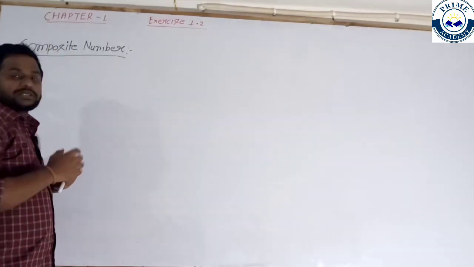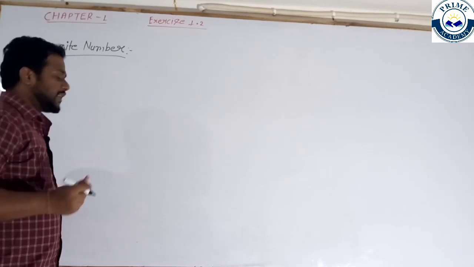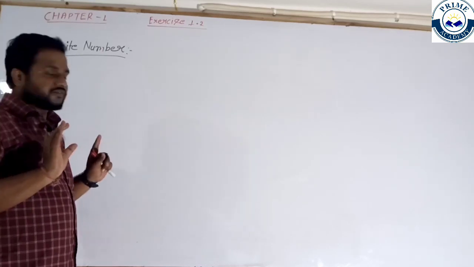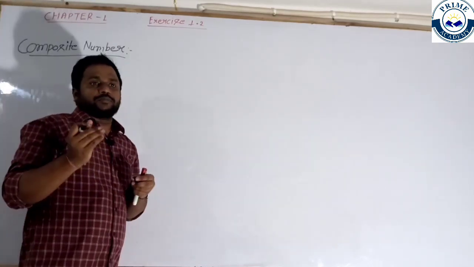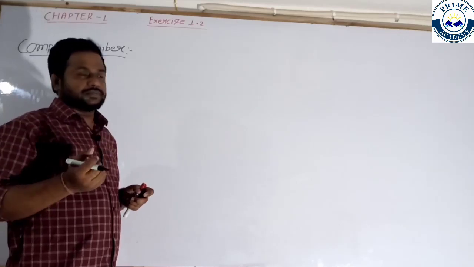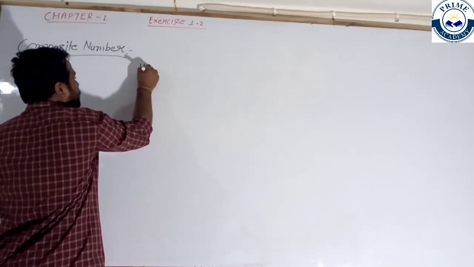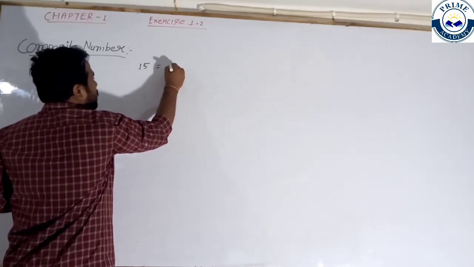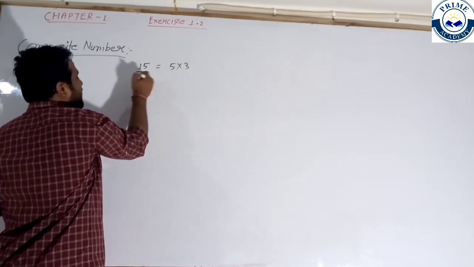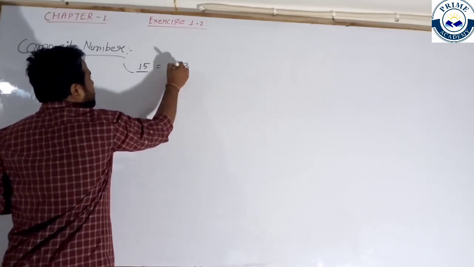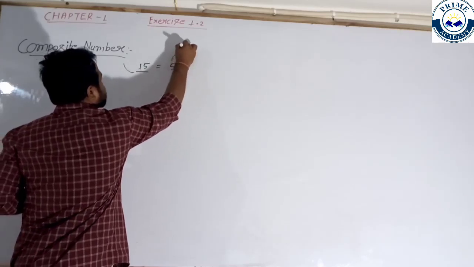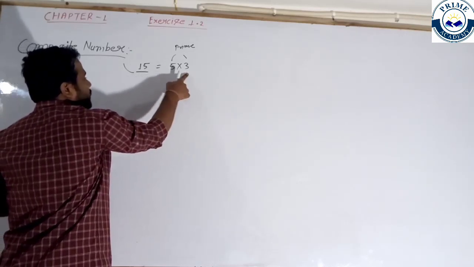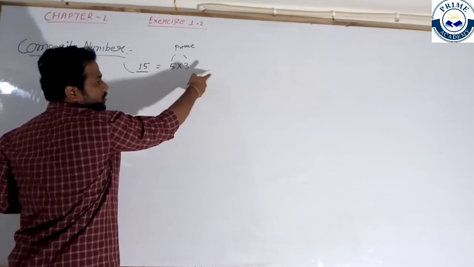First of all, you must know what a composite number is. As the name implies, a composite number is a number made of a product of various prime numbers. For example, I have written 15 over here. 15 is equal to 5 into 3. So 15 is a composite number, and these are prime numbers. A composite number is always a product of various prime numbers, 2, 3 or 4 prime numbers.